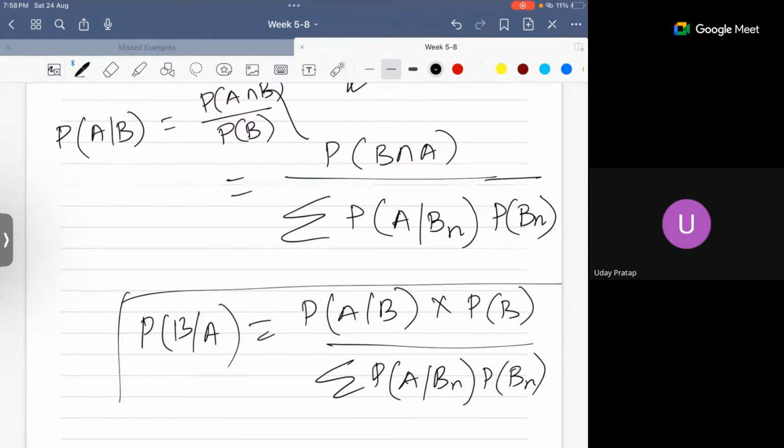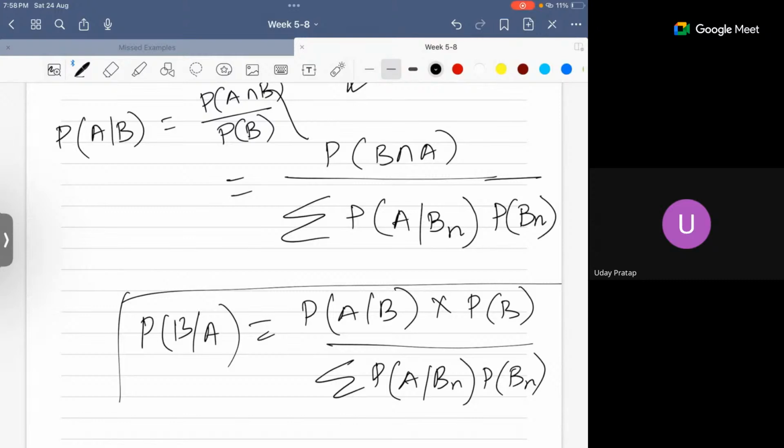In Bayes theorem, what will be given? You'll be given probability of A given B, and then probability of B. All those cases will be given. You have to calculate probability of B given A. So you'll be given probability of A given B, but you'll have to calculate B given A. In those cases, you'll have to use Bayes theorem for sure. Without this, you can't solve the problem. I hope this is clear.